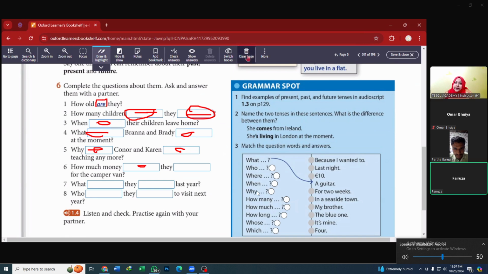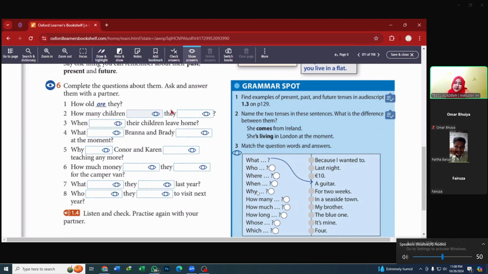Okay. So number 2 can be answered by Mr. Partho. Next ones you try on your own, Ms. Bindu. Yes, Mr. Partho. Number 2: how many children dash they dash? How many children do they have? Yes, very good. Miss Bindu, you can try from 5 to 8. I will ask you number 5, 6, 7, 8. Try these 4.